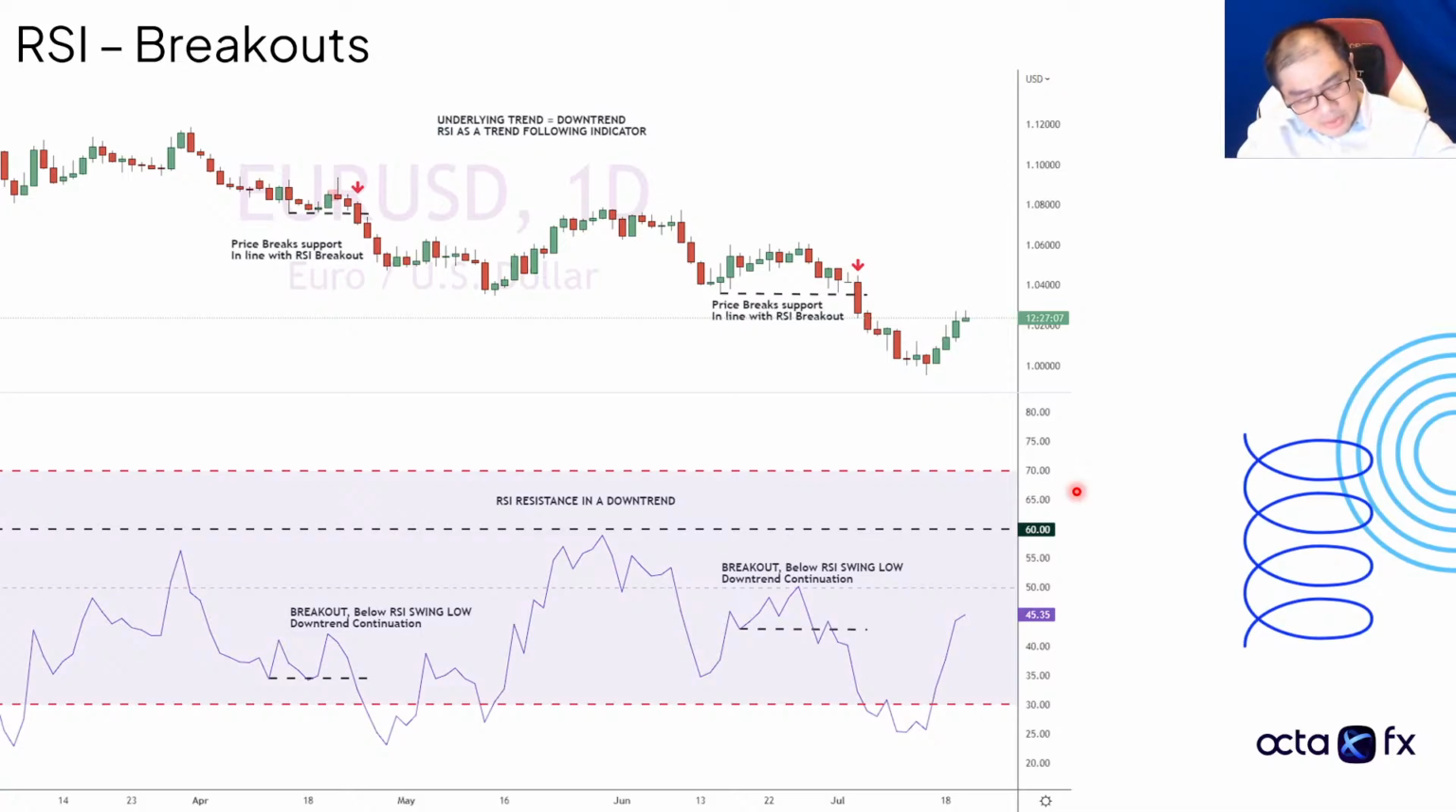Okay, next one is RSI breakouts. You can actually draw a breakout in RSI. This is applicable if you're trading the US range breakout, the UK range breakout, or any breakout strategies in price. You will know that could be a potential breakout if the RSI actually mimics price. Okay, if you can actually draw a breakout in price, then there's potential breakout here. So price breaks support in line with RSI breakout. So you get confirmation from price, double check it with RSI, so you know that breakout is going to happen.